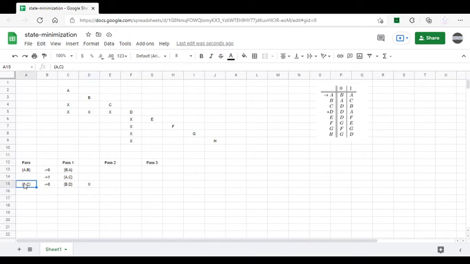I'm at A, I read a 0, it takes me to B. I'm at C, I read a 0, it takes me to D. This is my pair, BD. I look at BD, BD is marked, so I mark AC. Now I don't have to do 1 in this case because I already got the mark. Now I need to do the next pair. I need to do AE.